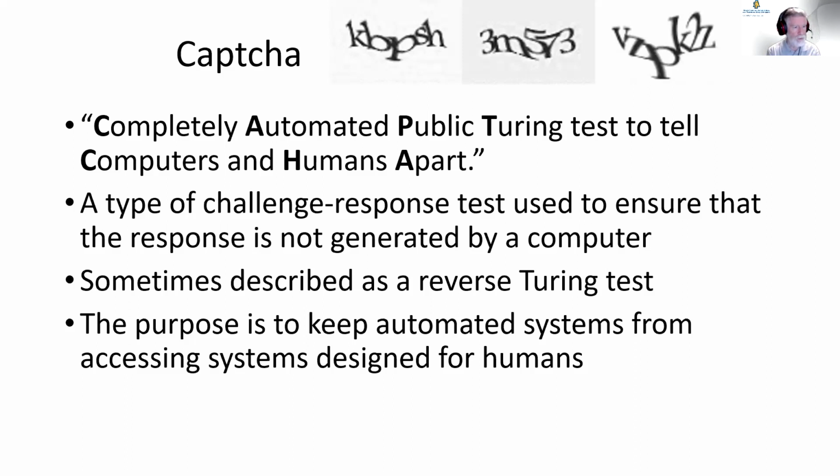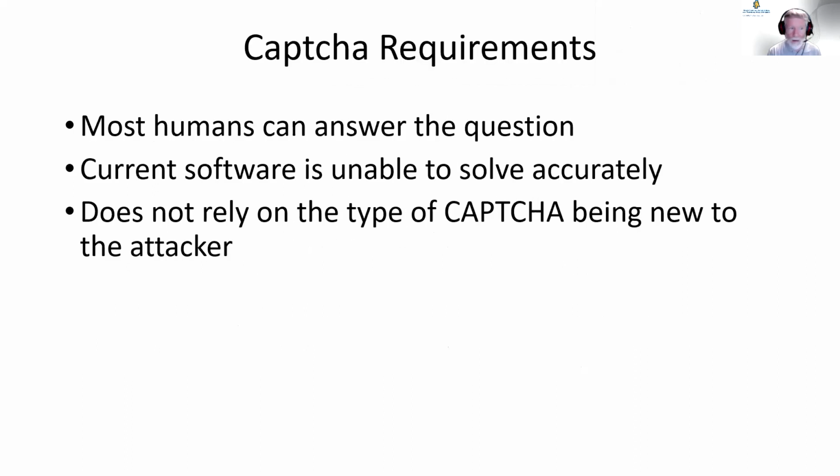So they have this sort of reverse Turing test. If you remember a Turing test, a computer is trying to make it difficult for you to tell whether it's a computer or a human. This is where you're trying to make it difficult to tell whether it's a computer or a human, or to tell the difference. Again, we're trying to keep automated systems from logging on.